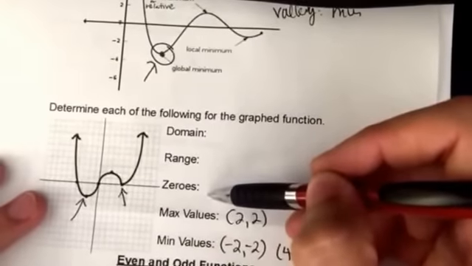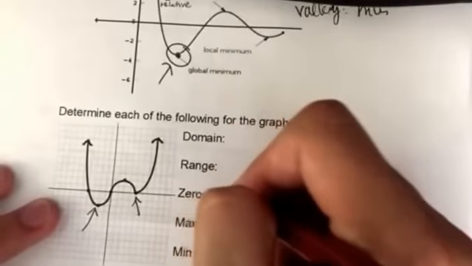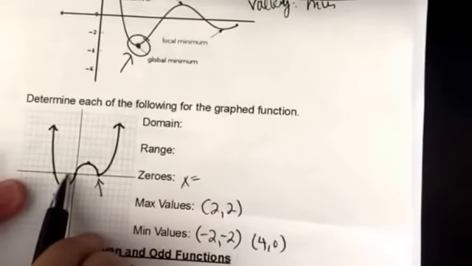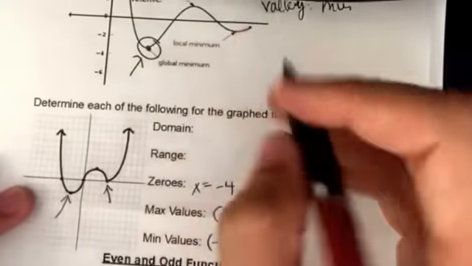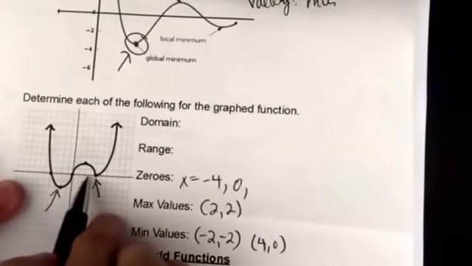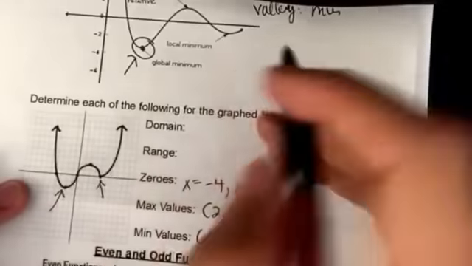Zeros, where does the graph hit the x-axis? We hit the x-axis at negative 4. We hit the x-axis at the origin, so at 0. We hit the x-axis at positive 4.